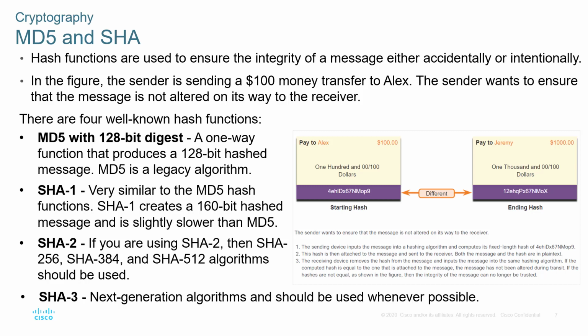Alright, so what do we do? How do we make sure that this is correct? If we have a payment, for example, pay to Alex, value is $100, and we get pay to Jeremy and it's $1,000, if we actually hash the messages, the hashing values will be different. And you can see that with the start and ending hash. Let me grab my pen.